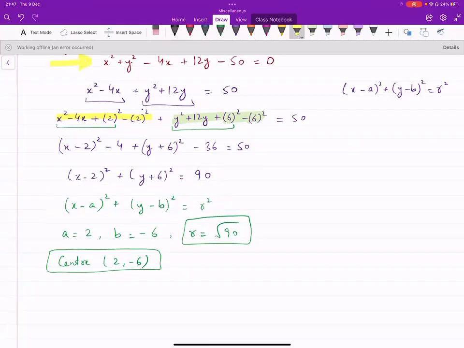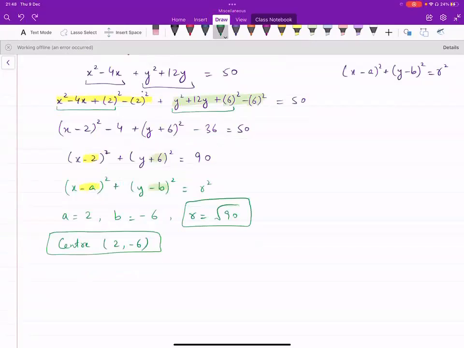Again, you see instead of minus a, you've got minus 2. So a corresponds to 2 here. And you've got minus b and plus 6 here. B corresponds to negative 6. So the coordinates of the center, therefore, are 2 and minus 6. Right side पे आपके पास 90 है. उसका square root कर लेंगे. That's your radius. That's square root of 90. So that's how you can find the radius and center given the equation of a circle.